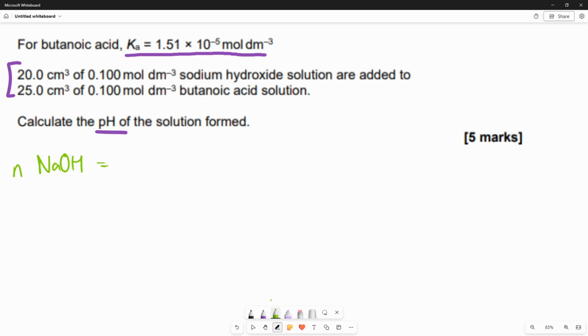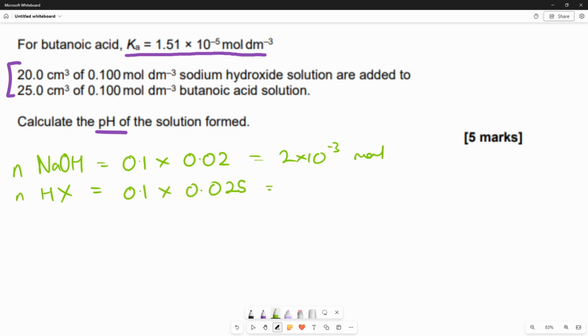So the moles of sodium hydroxide is concentration, which is 0.1, times the volume, which is 0.02, because we divide the centimeters cubed by 1000 to get 0.02 decimeters cubed, and that is 2 times 10 to the minus 3 moles. The moles of butanoic acid, I'm going to write that as HX because that is our acid, is going to be 0.1 times 0.025, which equals 2.5 times 10 to the minus 3 moles.